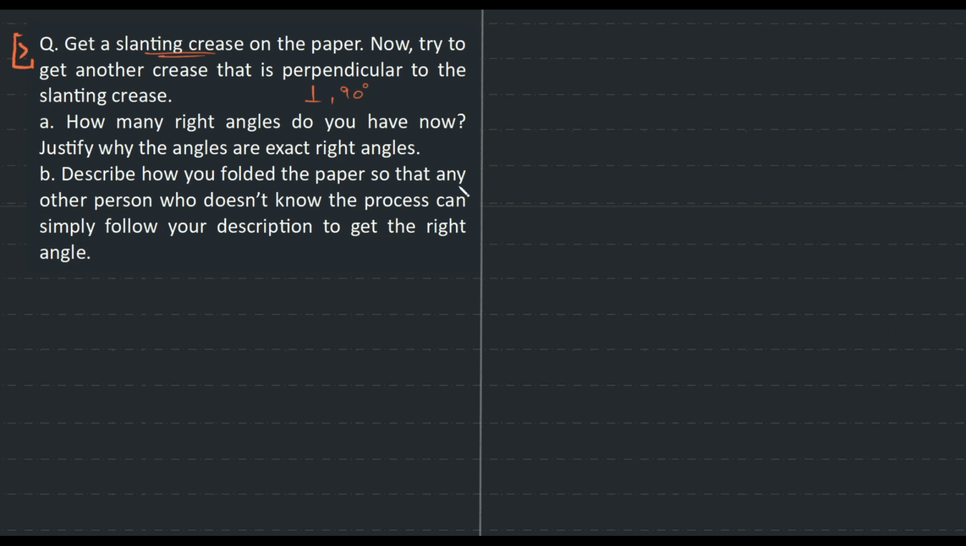Describe how you folded the paper so that any other person who does not know the process can simply follow your description to get the right angle. Now, first thing is slanting crease. What does it mean? I'll put it in this way.